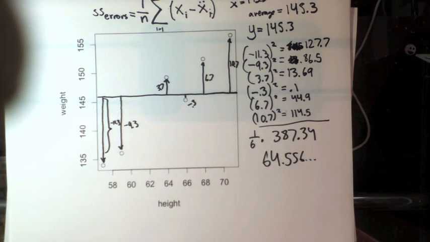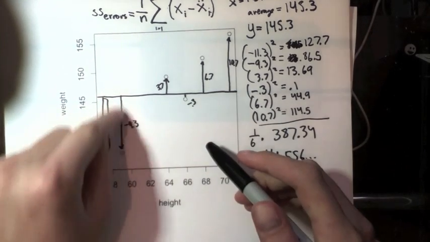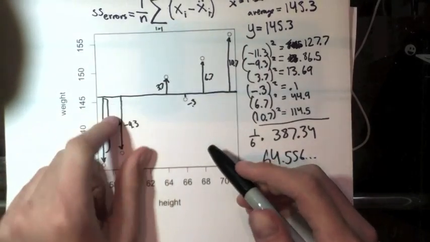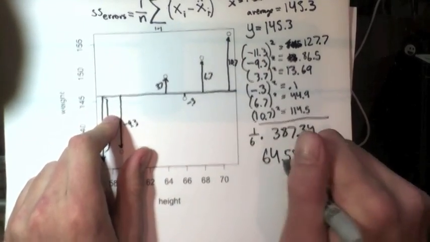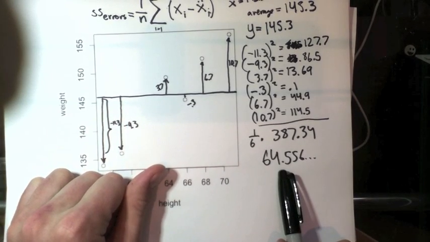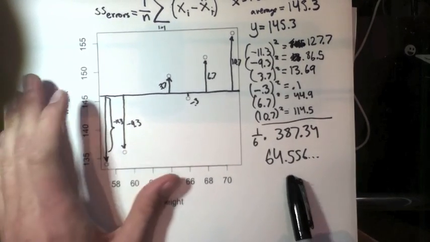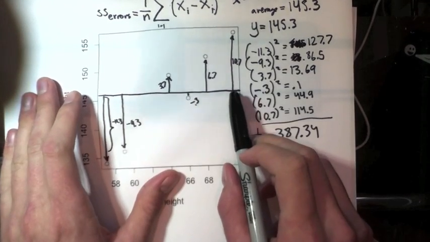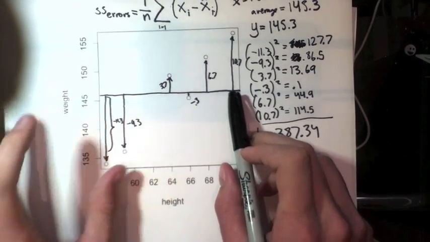And remember, what we've basically done is we took all of these lines that I just drew in, squared them, added them together, divided by 6, and got this number. So this number is actually a representation of how much error is in our prediction. How bad it was, pretty bad it turns out, at predicting people's weight.